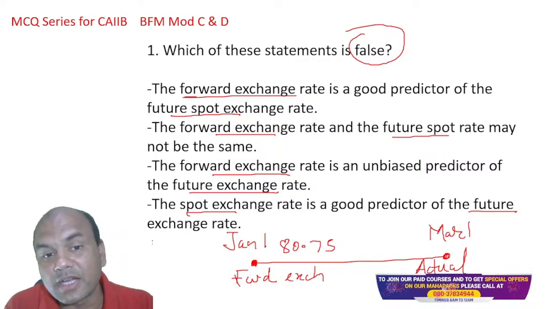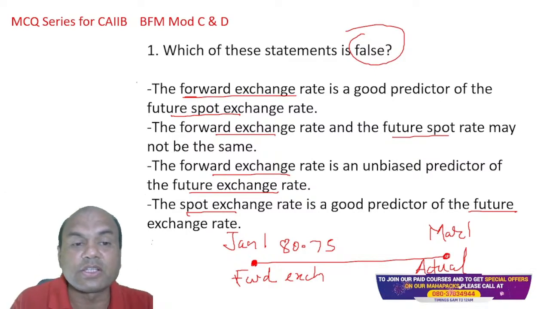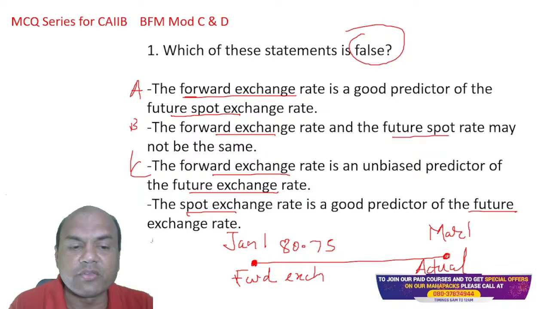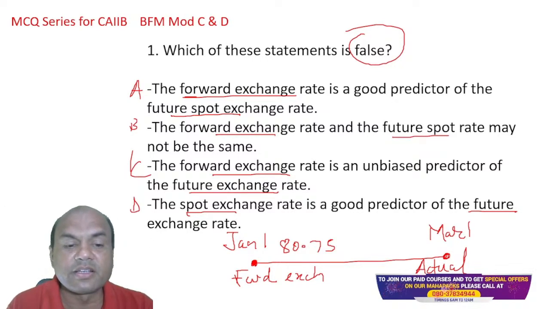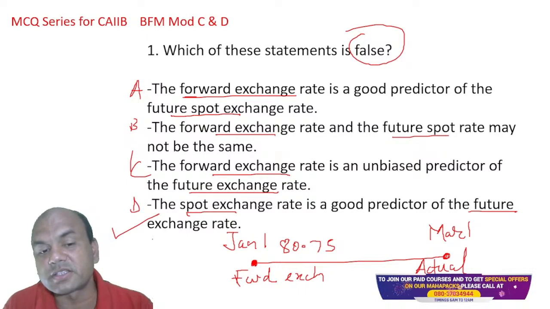So which is the false one? Where is the answer? Let's call these A, B, C, D. What is the answer? We want the false answer. It is D. D is the false answer. Spot cannot predict future. Only forward exchange rate can predict future.